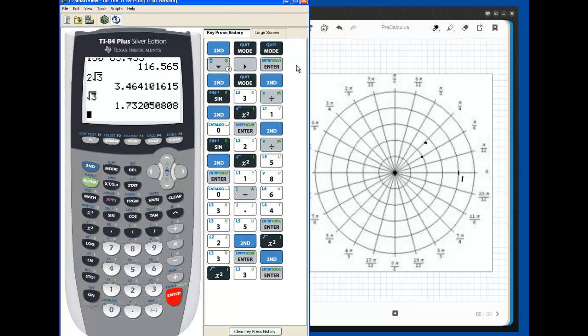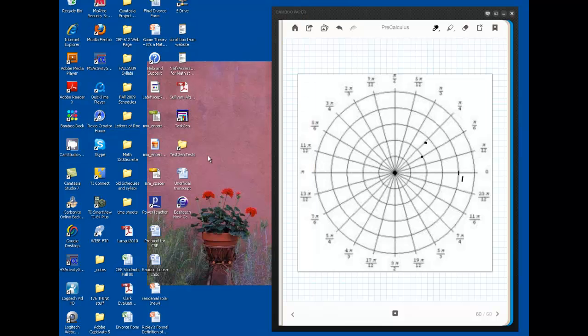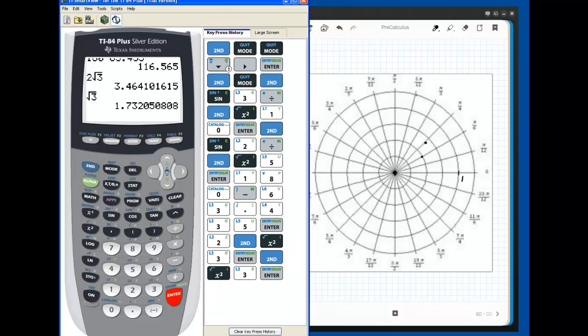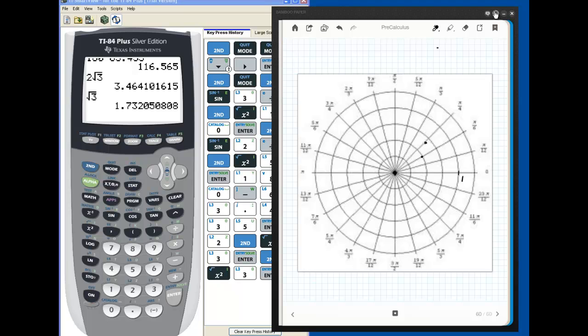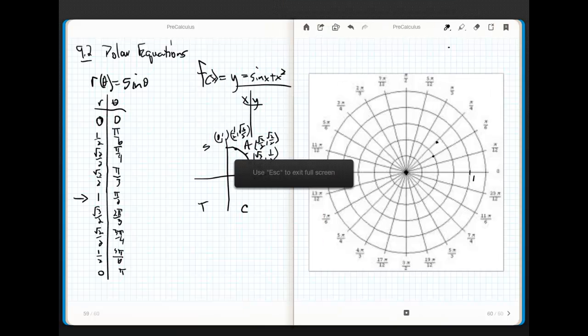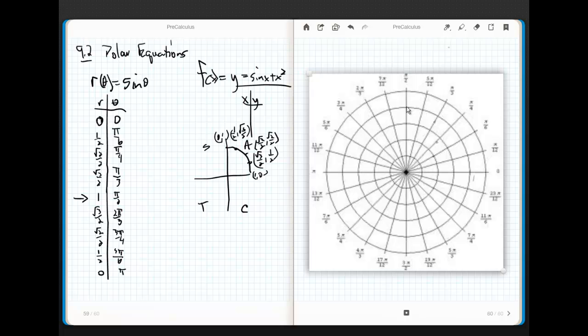So it's about 1.7, and then I divide it by 2, right? So I get pi/3 and 1.7 divided by 2, about 0.85? That's going to get me to about there, right? And then at pi/2, I get to 1. And then I've just got this symmetric argument right here.